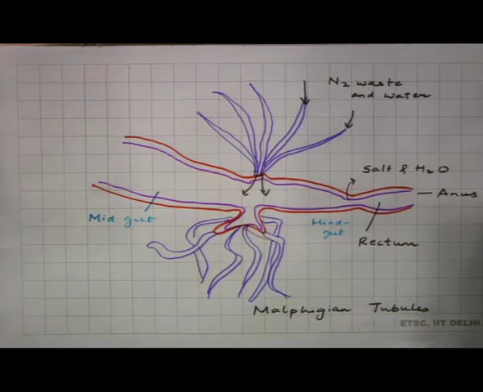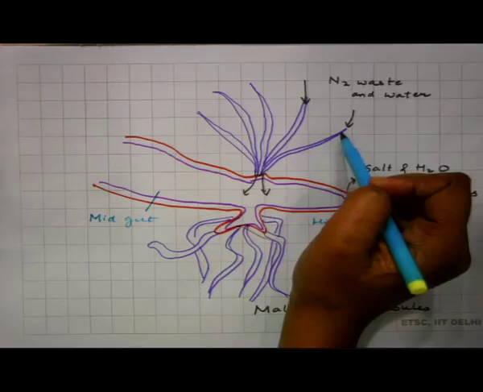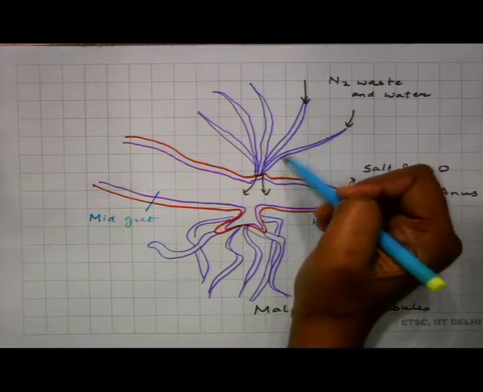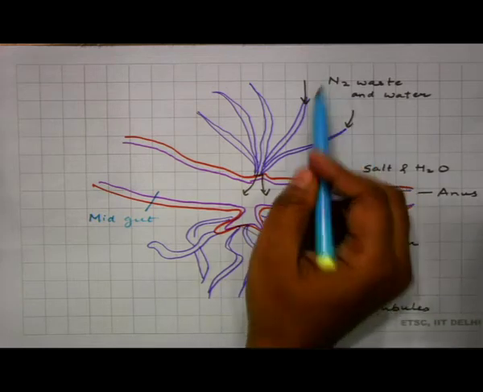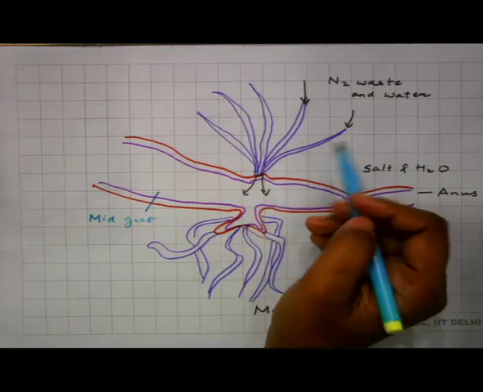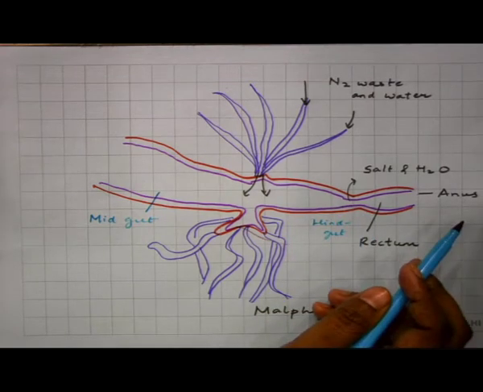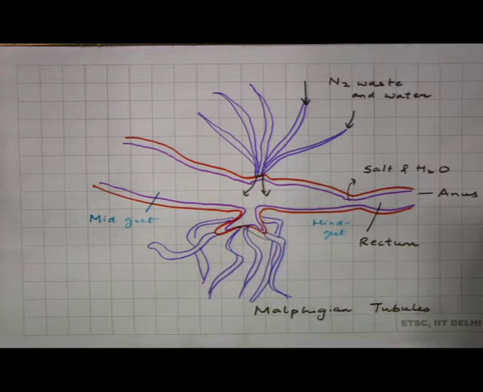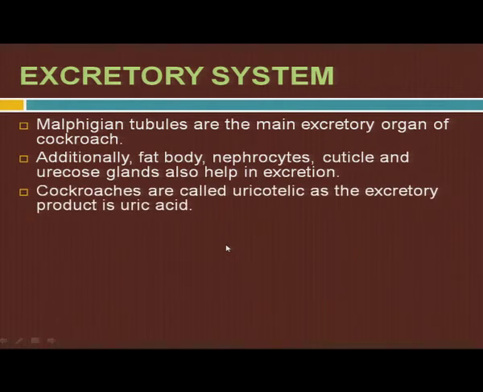So, what occurs in them? The Malpighian tubules will collect the nitrogenous waste and water and convert it into a product which can be easily excreted out, and that product is uric acid. So, the nitrogenous waste and water enter into these Malpighian tubules where it is metabolized into uric acid and then it is sent into the hindgut for excretion through the anus. Additionally, apart from the Malpighian tubules, there are fat bodies, nephrocytes, cuticle and uricose glands which also help in excretion in the body of cockroaches.